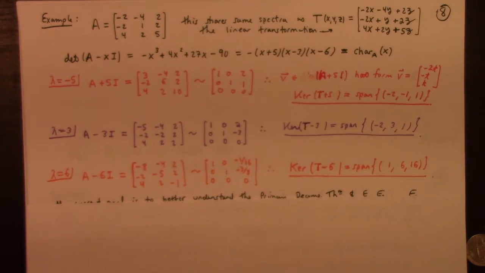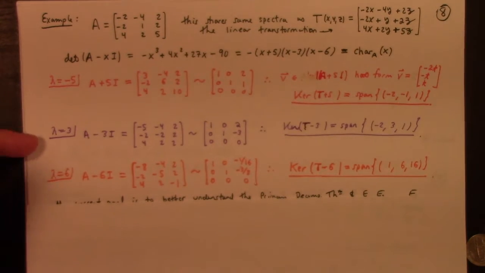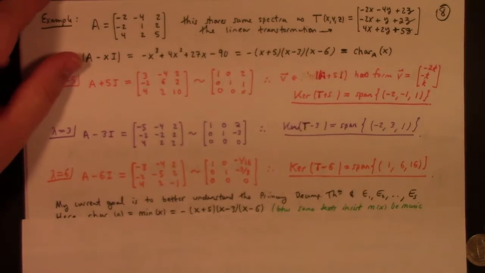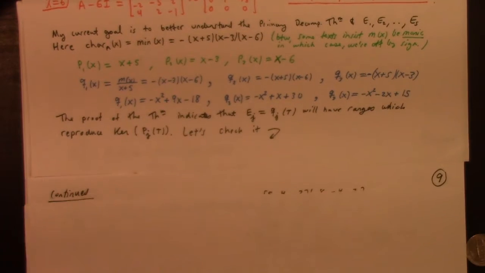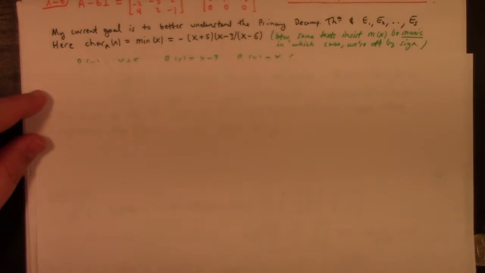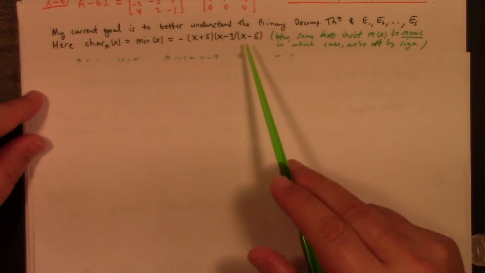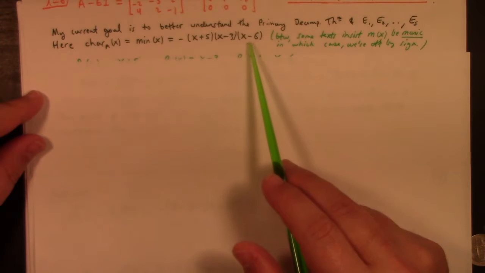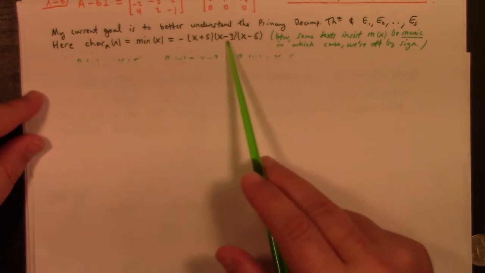So I thought it'd be helpful to see an example. I haven't showed you all the details, but sometimes you really do have to do row reductions to find the eigenvectors, even when it's distinct. Again, our real goal here is to better understand the primary decomposition theorem and the E_j's. In this case, the characteristic and minimal polynomials have to be the same because we only have 3 distinct zeros to go around, and you need each one of them.